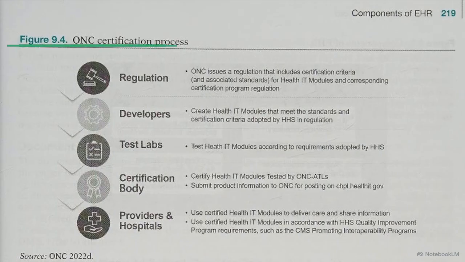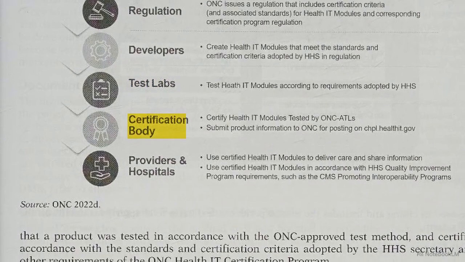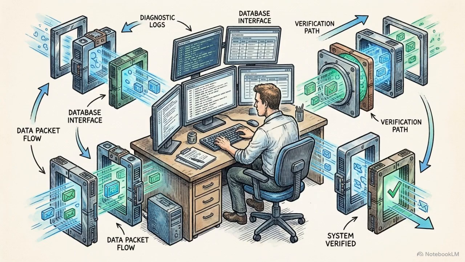This flowchart illustrates the strict regulatory pipeline an EHR vendor must navigate to achieve mandatory certification. Before deployment, software is tested by an accredited testing laboratory to meet technical standards, only then receiving final approval from an ONC-authorized certification body. Certification is an ongoing process.